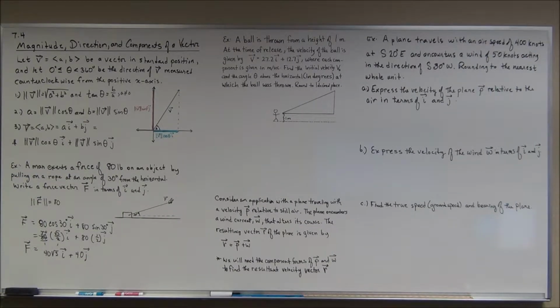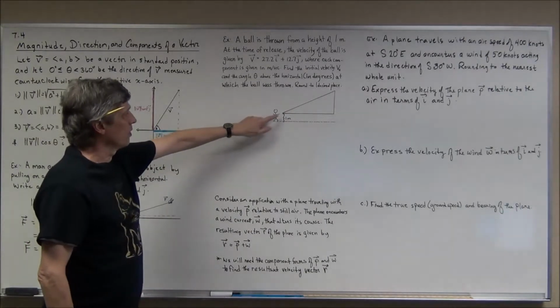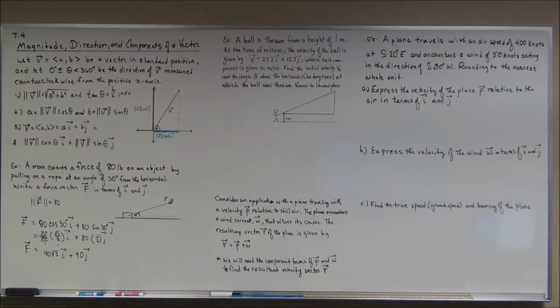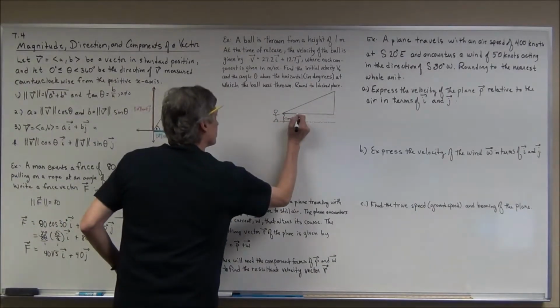Okay. Now the next example has to do with throwing a ball. A ball is thrown from a height of 1 meter. So here's our guy that's throwing the ball. He lets go of it 1 meter above the ground. And at the time of the release, the velocity of the ball, which is of course a vector, is given by 27.2 i plus 12.7 j, where each component is given in meters per second. We're going to find the initial velocity, v sub 0, and the angle, theta, above the horizontal in degrees. So this would be theta.